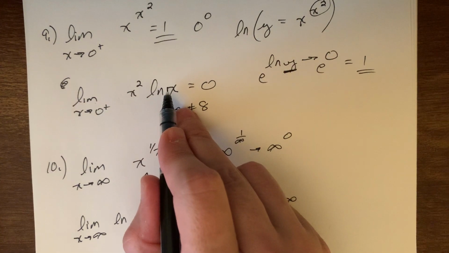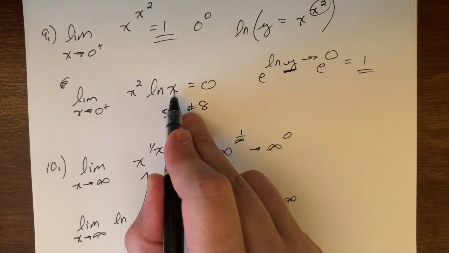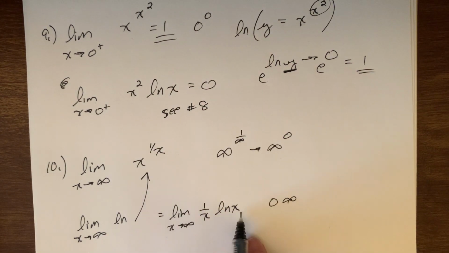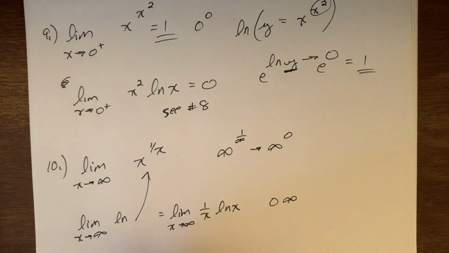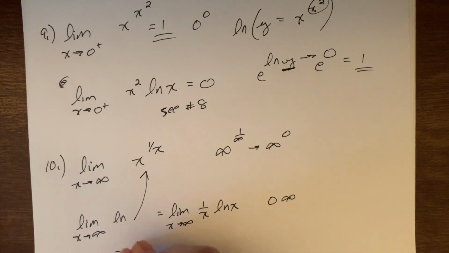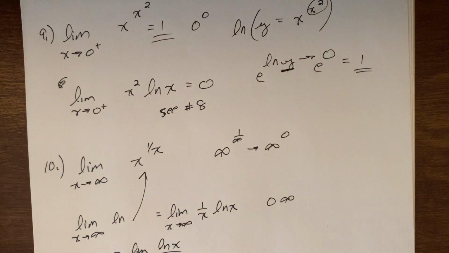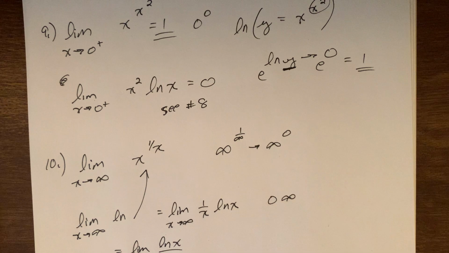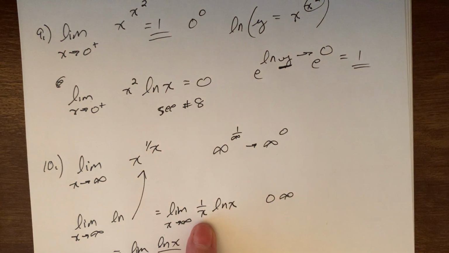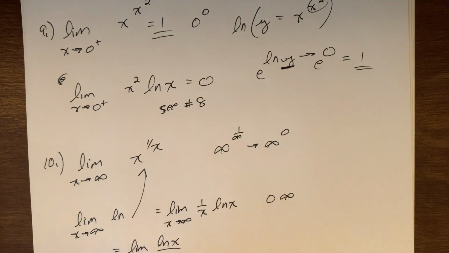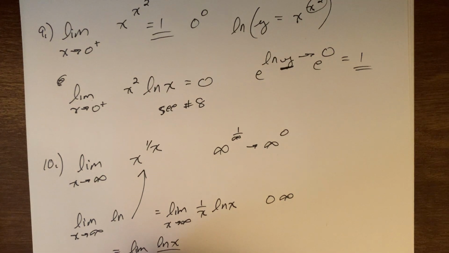Same thing happened here, everybody. This was 0 times negative infinity. Now I'm getting 0 times infinity. So now I need to manipulate to get that to be a fraction. And this is what we saw. This was very similar to what we saw in problem number 6. In number 6, it was 1 over x cubed times log x, but same thing.